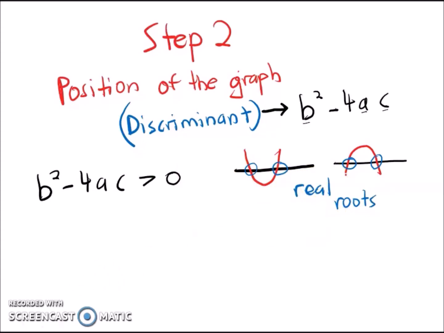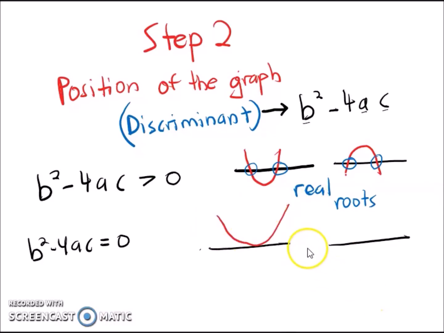Okay, now let's say the discriminant equals 0. The value is equal to 0. So it means that the graph will be touching at one point, and the sad one will be touching here at the same point. They will be touching at this point. So they have the same values.